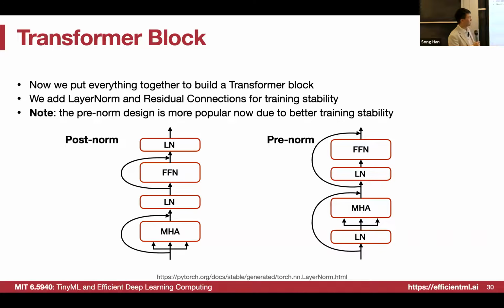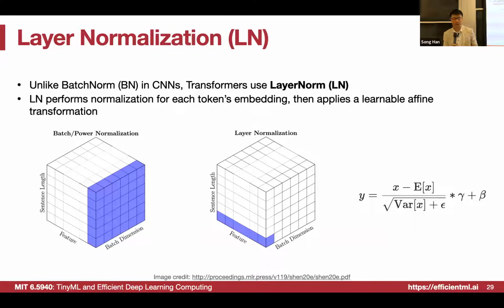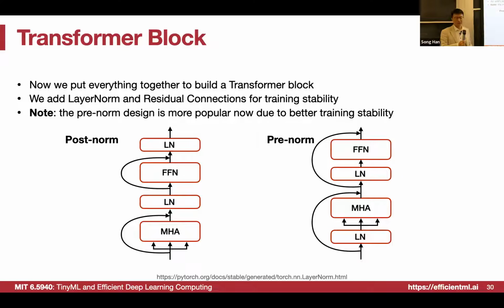Okay, so the initial transformer, question here. What's the intuition behind the epsilon term? The epsilon term is to prevent division by 0. Oh, yeah, prevent division by 0. The initial transformer is using this kind of post-normalization, which means you have the MHA, multi-head attention, first, and then layer norm. FFN first, and then layer norm.